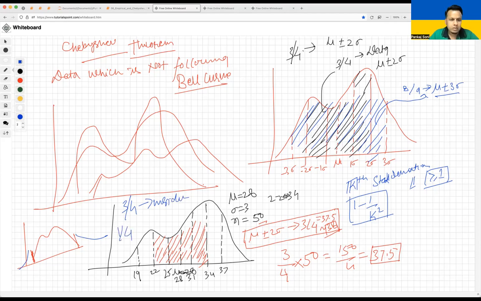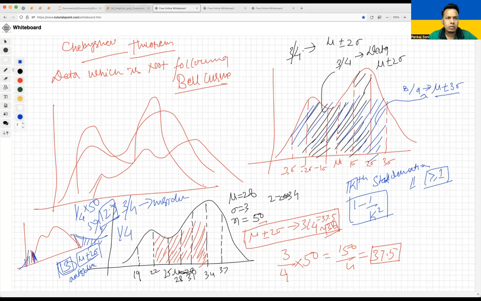So 1/4 of data, so 1/4 multiplied by 50. So 50 by 4, how much? That is 12.5. Again, we can take the integer value only, right? So close to 13 observations will be falling outside mu plus minus 2 sigma. That will be outside. Inside we already saw that is 3/4. So 13 observations will be falling somewhere here. That's what about the outside data.